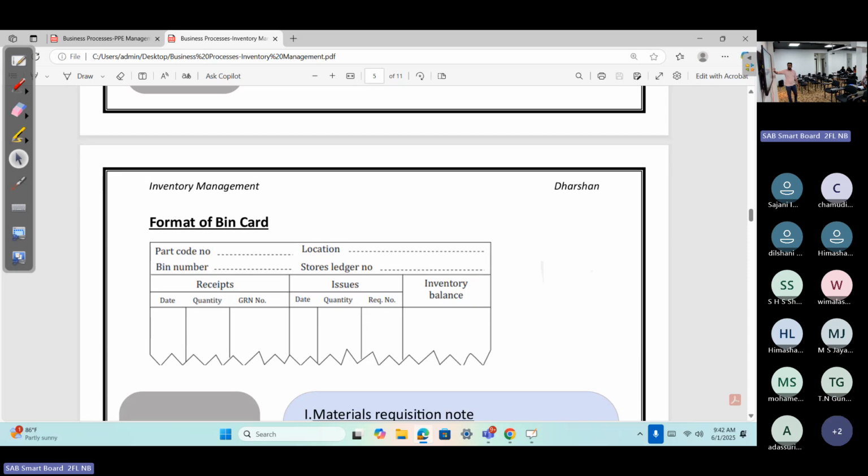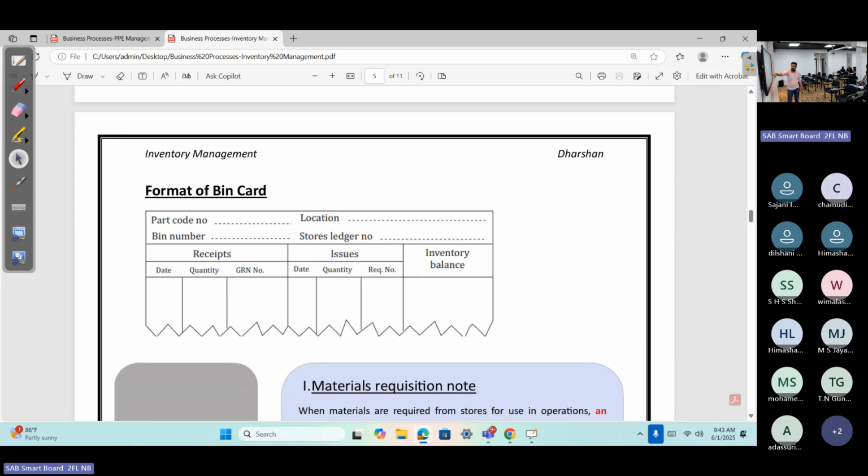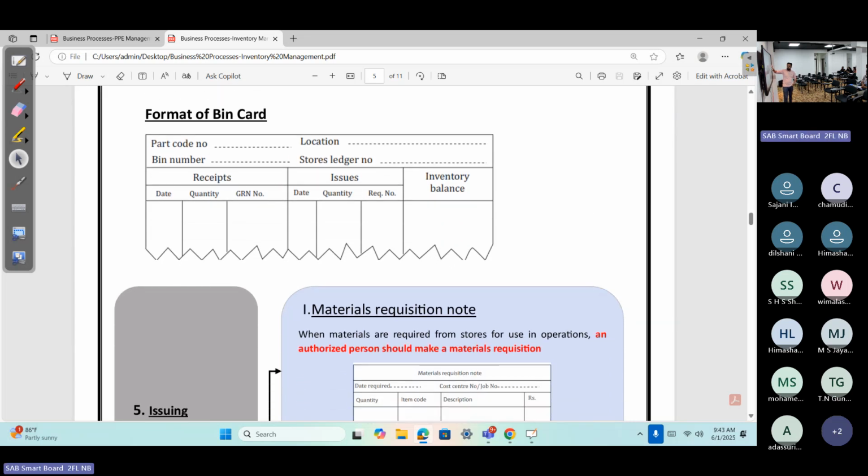So this is the format of a bin card. Receipt: date, quantity, GR number you have to mention. Issue: date, quantity, requisition note, and inventory balance. So at the end of the day, this must be matched with the physical count.